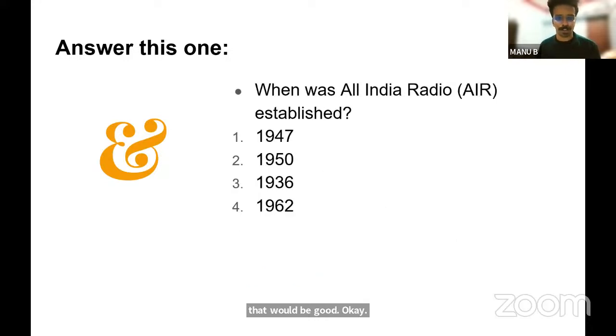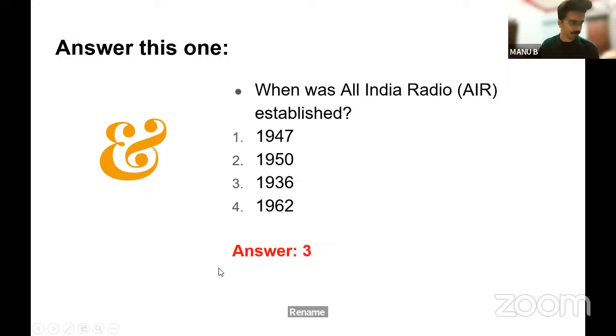When was All India Radio established? Do you know? The first radio transmission started from which city, you might know. In which year, you might know. Finally, it was taken over by All India Radio and renamed Akashvani. Technically, it came in the year 1936. Very good that you remember all these years.